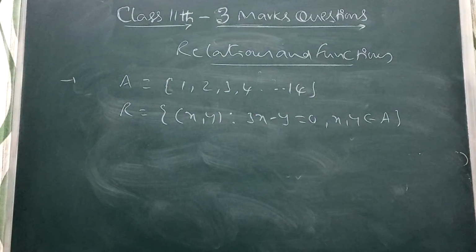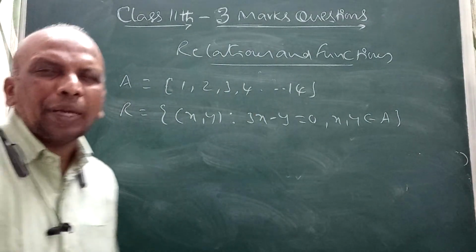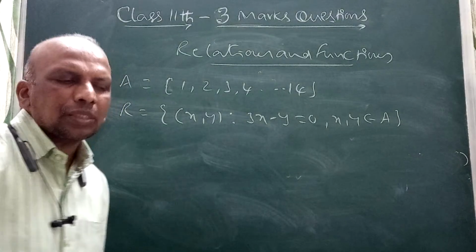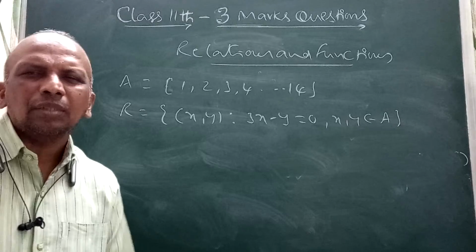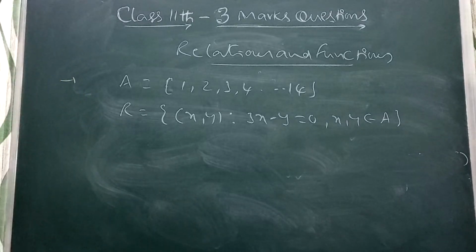Write the domain, codomain and range of this relation. They're asking to write the domain, codomain and range. They're given like this, asking for domain, codomain and range. This is the given problem, right?